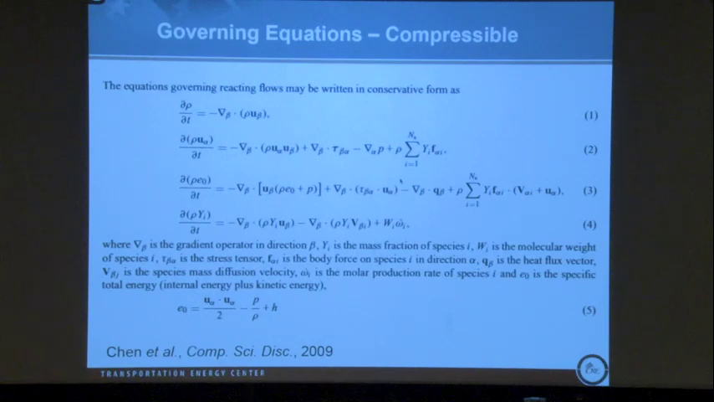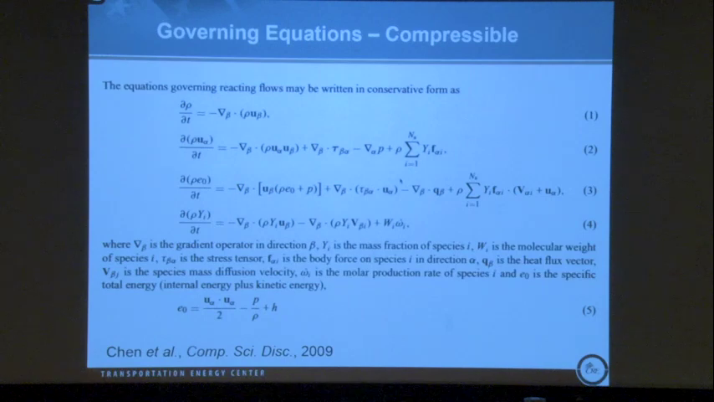There's a constitutive model for the stress tensor, tau beta alpha. And if you have any body forces, like buoyancy and so on, you can add them. F alpha i is the body force. And then Q beta in the energy equation represents the heat flux vector. And the V beta alpha, also in the energy equation, is the species mass diffusion velocity. Omega dot in these equations for the species continuity and the energy represents the molar production rate of species i, and E naught, as I mentioned earlier, is the specific total energy.